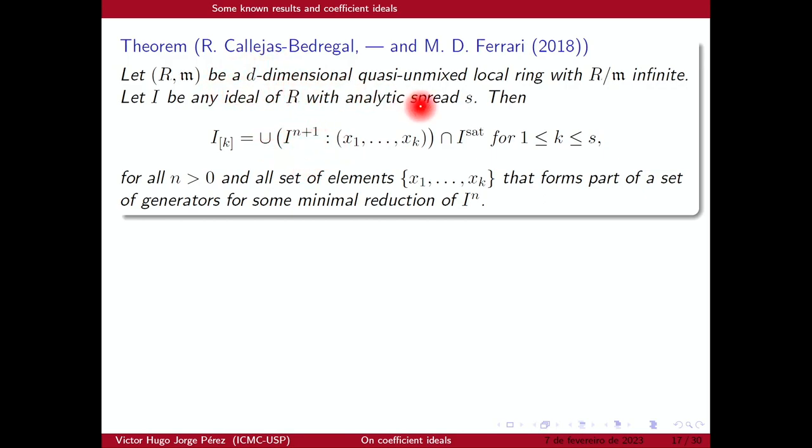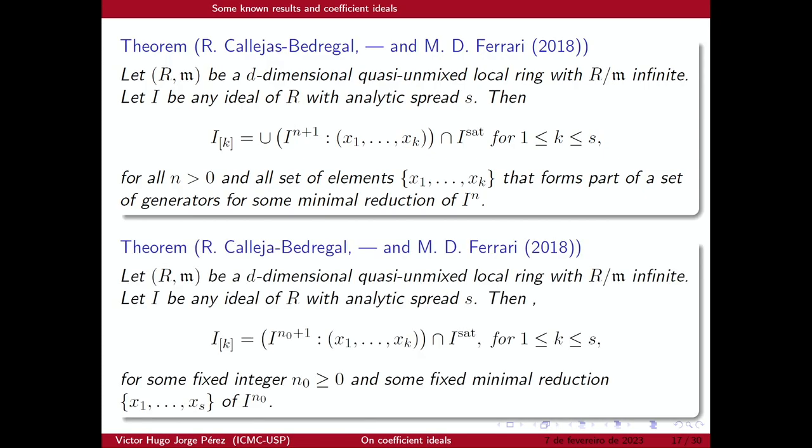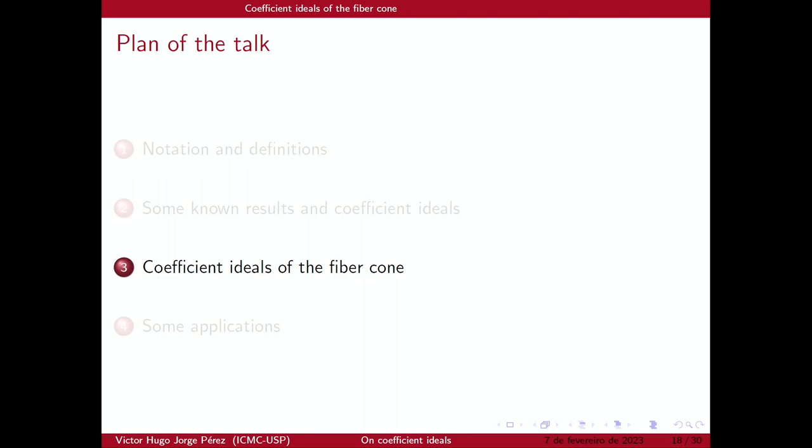We prove this in the case of quasi-unmixed local rings with infinite residue field, with an m-primary ideal with analytic spread. We give this structure of the ideal as a union. It's the same, but now we have this intersection with the saturation ideal. This is a generalization of the one defined by Shah. We get the finer structure, the same finer structure. It is the same, but here these intersections appear. These two results are a generalization of that given by Shah.